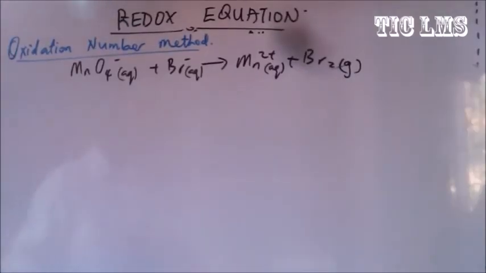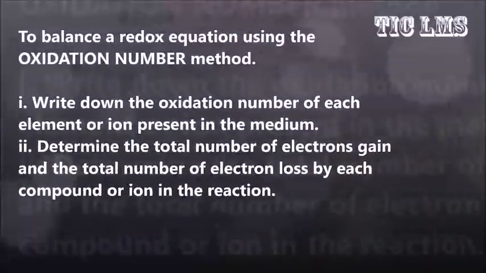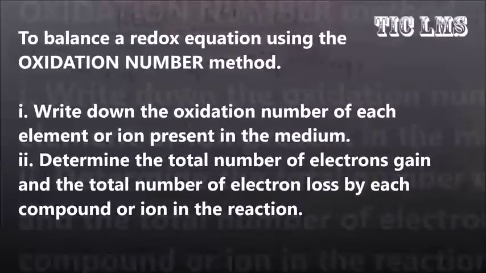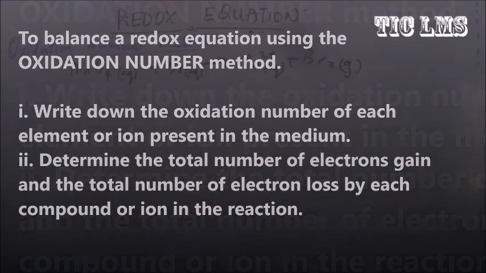Now I want to balance a redox equation using the oxidation number method. And we shall be balancing this particular equation. Now there are some steps which need to be considered in this oxidation number method. Number 1, we have to write down the oxidation number of each element or ion present in the medium. And number 2, we have to determine the total number of electrons gained and the total number of electrons lost by each compound or ion in the reaction.